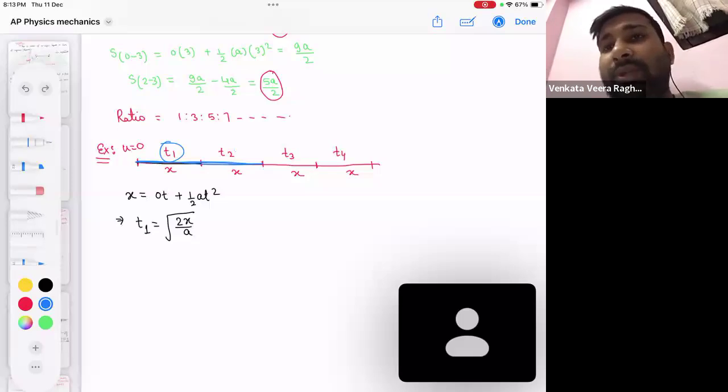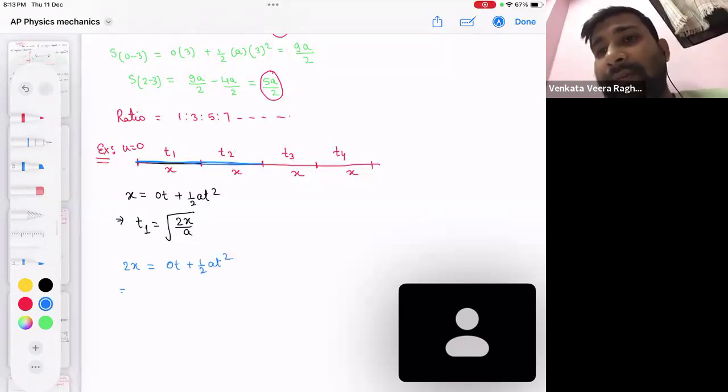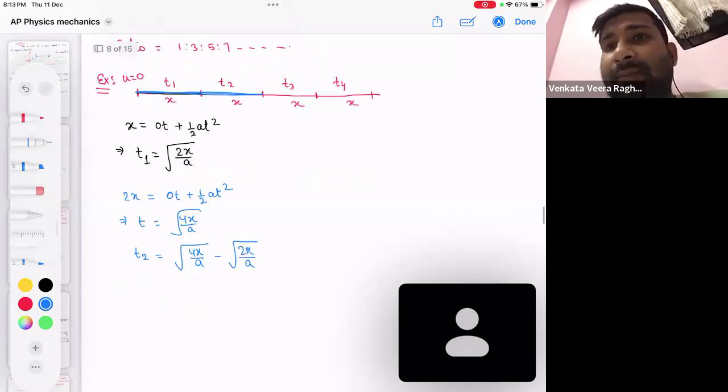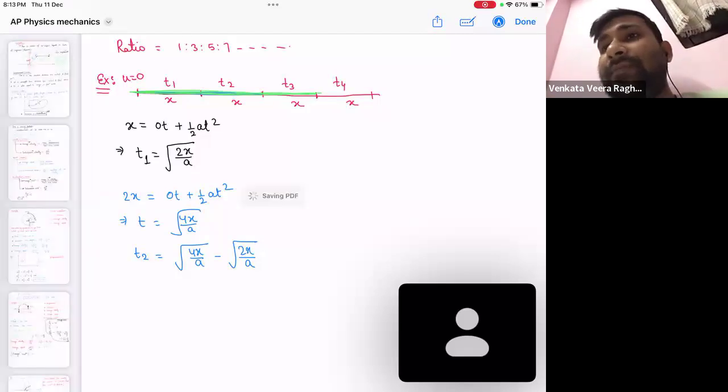So I'm going to first take the displacement 2x, with 0t plus half a t squared. What is the t coming to us? Under root of 4x by a. So can you tell me what will be t2? Is it going to be under root of 4x by a minus under root of 2x by a? Can you tell me what the third one is going to be? This time I am going to take the total journey time, t1 plus t2 plus t3, and out of that, the first 2x I will subtract. I will get the t3 time.